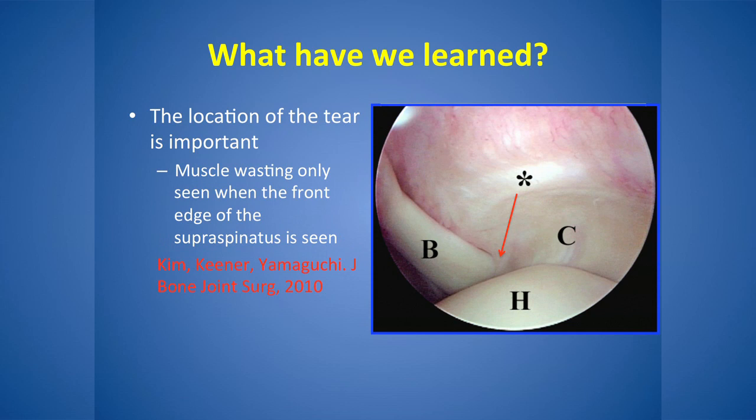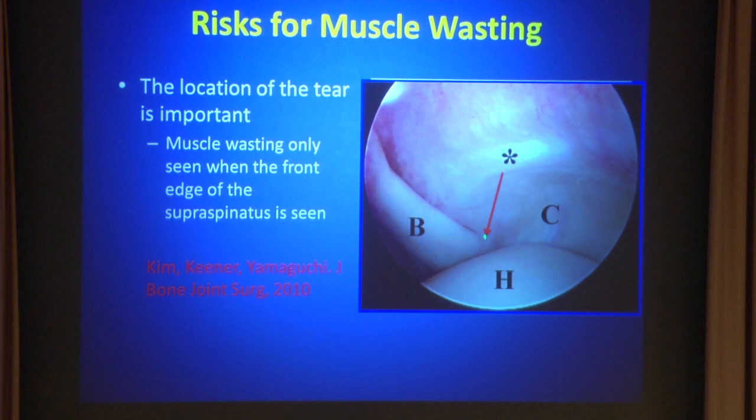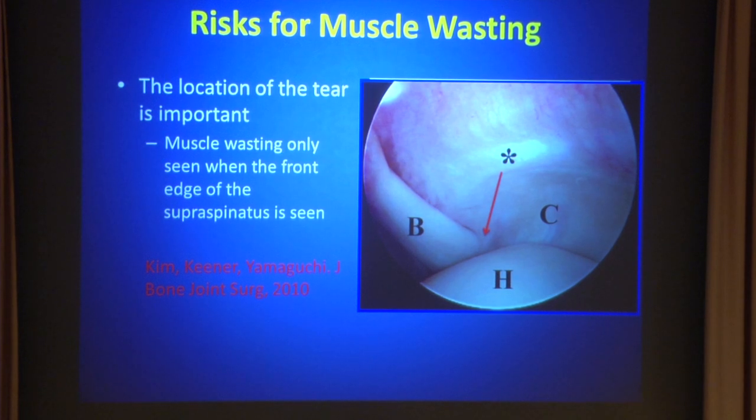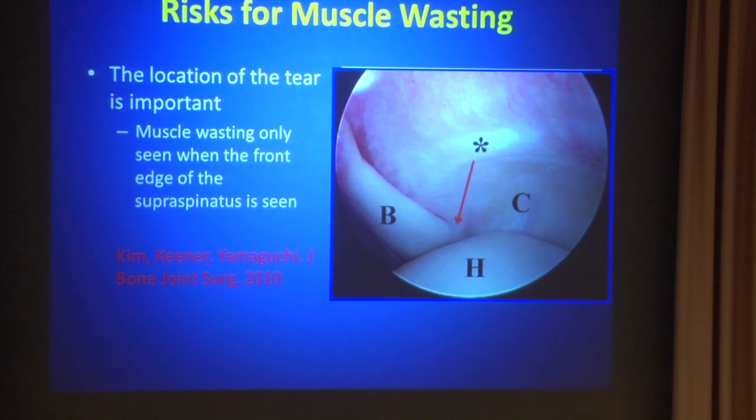When the tear does involve the front edge of the rotator cuff, you've got a problem, because we've shown in another study that when this front edge is disrupted, the tendon tends to pull off and migrate this way, and you're more likely to develop atrophy or muscle wasting in that rotator cuff tendon.